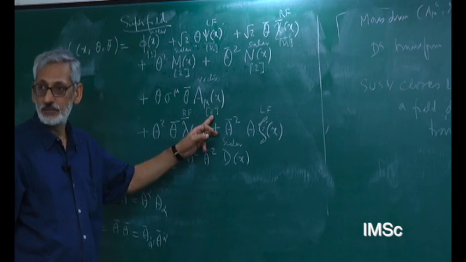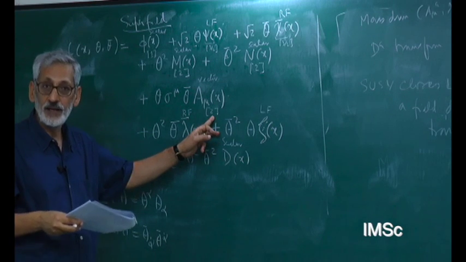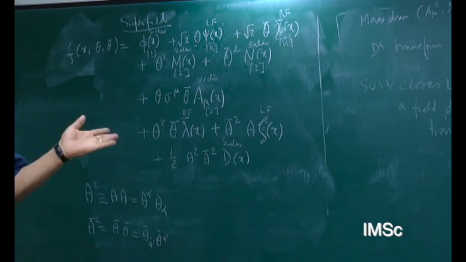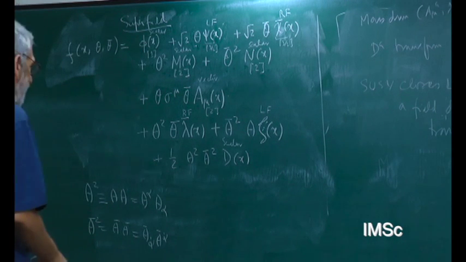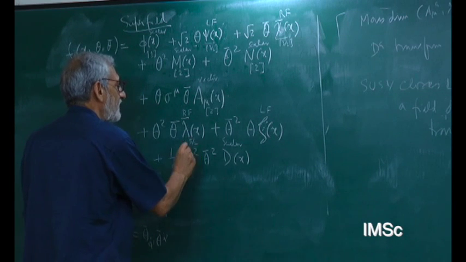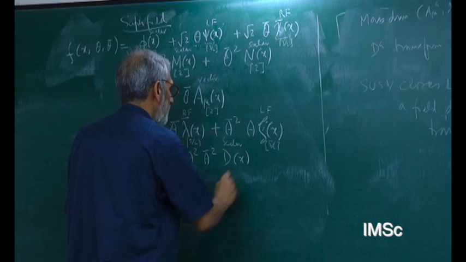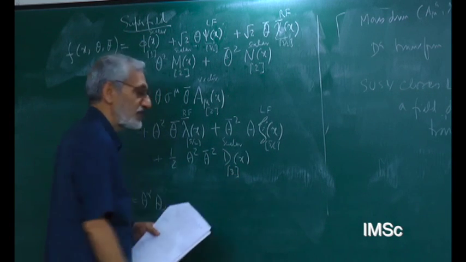A mu is 2, right? So this A mu cannot be a physical vector field, right? It's a vector field but not a physical vector field. And this lambda is 5/2. This zeta is also 5/2. And this object d is 3.